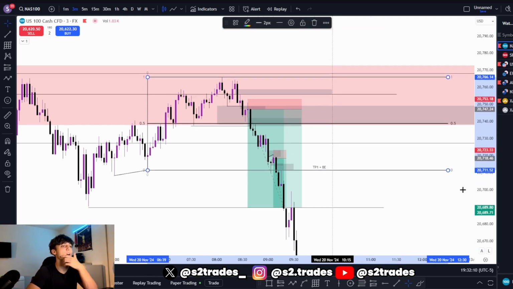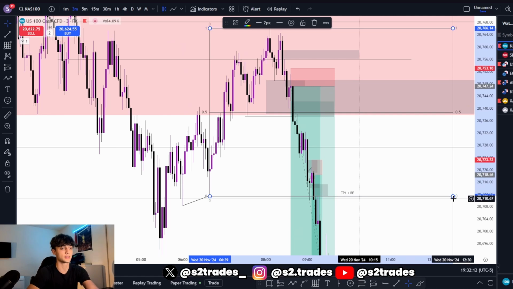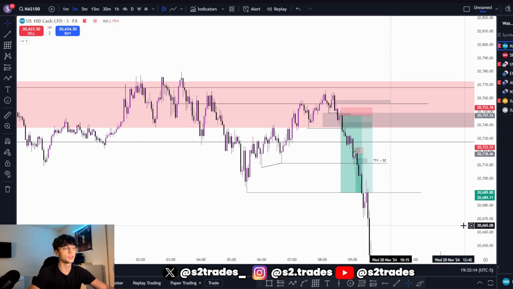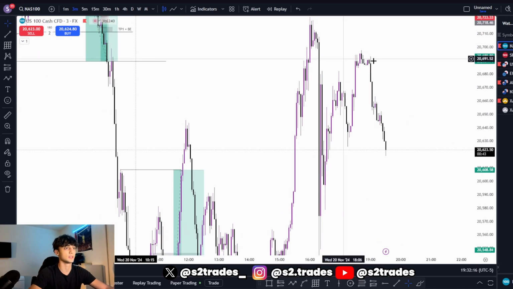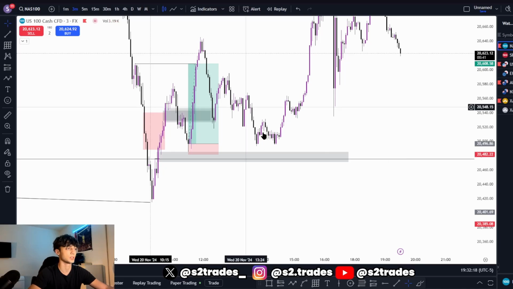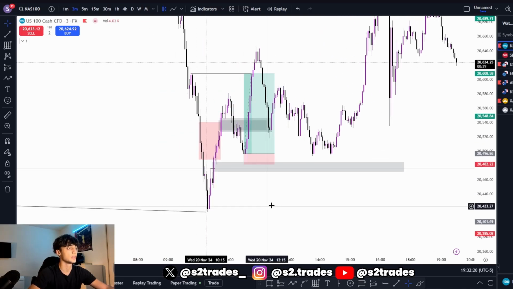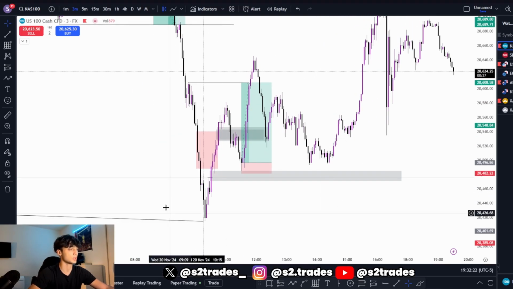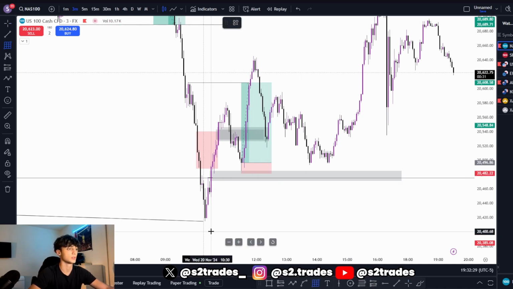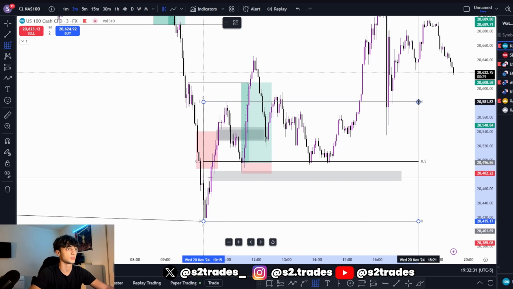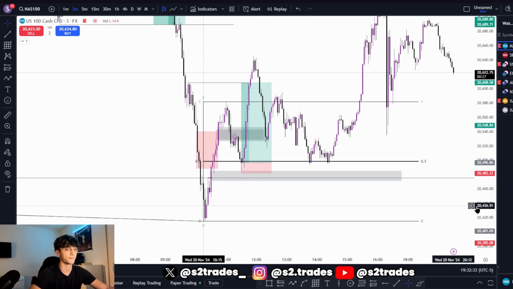It takes a little bit of practice. You can eyeball it too. You don't really need the drawing I just showed you. You can just eyeball it. So let's look at this 3 minute fair value gap right here. Is that in discount or in premium? Let's take a look. You see, it's in discount.